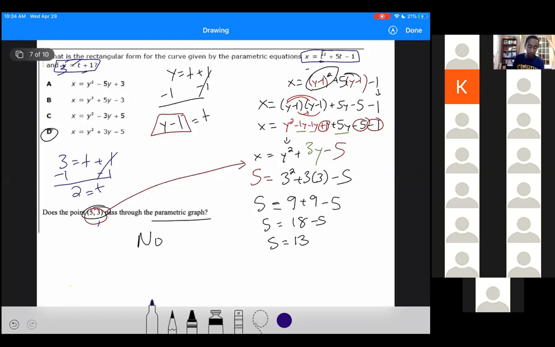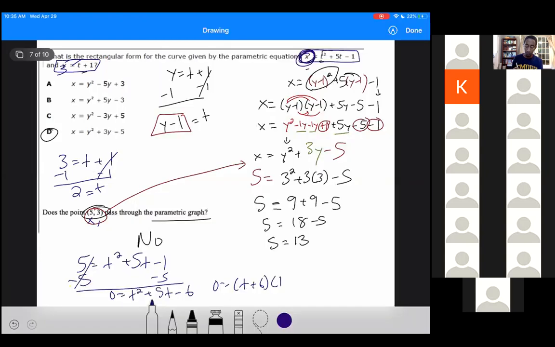And you would plug in 5 for x here. So you get 5 equals t squared plus 5t minus 1. And you would have to solve for t here, so you'd move the 5 over, so you can factor because it's quadratic. So it'd be 0 equals t squared plus 5t minus 6. And when you factor that, you're going to get 0 equals t plus 6 and t minus 1. And when you solve that, you get t equals negative 6 and t equals 1.